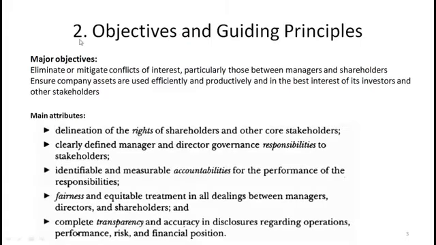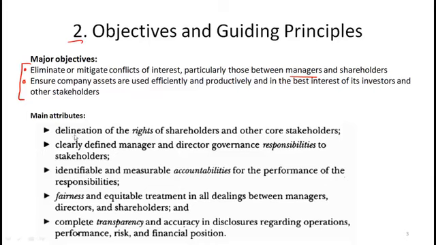Okay, section 2 now, the objectives and guiding principles. First, the major objectives of corporate governance should be: number 1, eliminate or mitigate conflicts of interest, particularly those between managers and shareholders. That's the main objective. The second objective is to ensure that company assets are used efficiently and productively and in the best interest of its investors and other stakeholders. Then the attributes, and these are self-evident, so I'm not giving any further explanation. You just need to learn these 2 bullets under objectives.